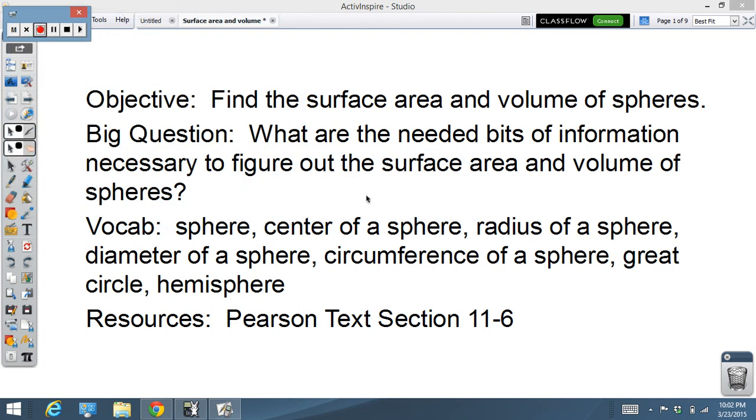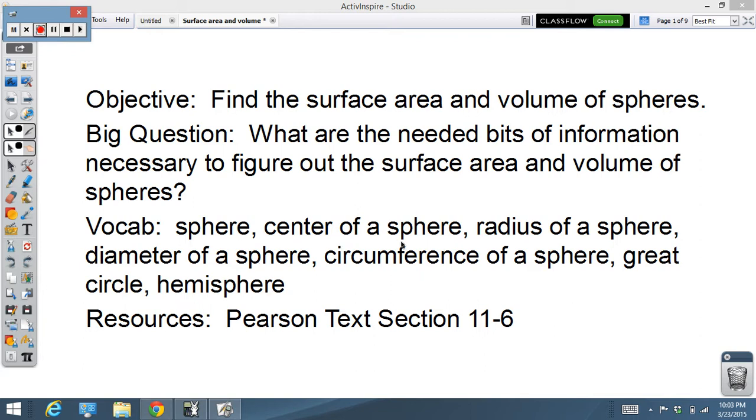Hey everybody, today: surface area and volume of spheres. We're putting both of those things about spheres together. So first we did surface areas of different figures, then we did volumes of different figures. Well, for spheres, the formulas are so closely related, we're throwing them together into one chapter, one section.